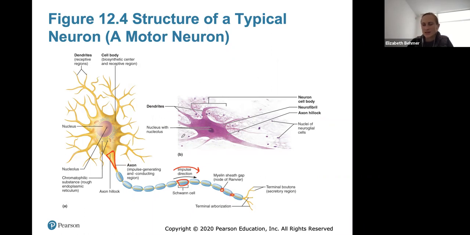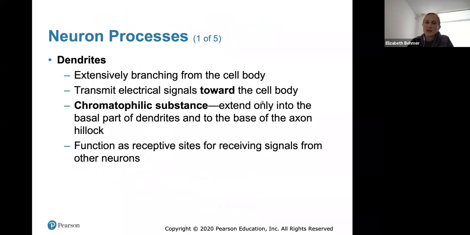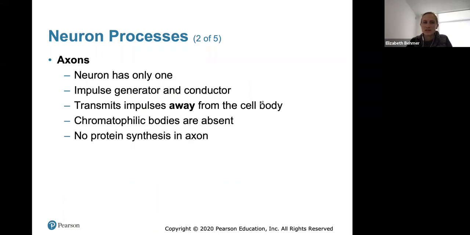And here's a look at an electron micrograph of a real neuron. The dendrites extensively branch from the cell body. They transmit electrical signals toward the cell body, and the chromatophilic substances extend only into the basal part of the dendrites and to the base of the axon hillock, and they function as receptive sites for receiving signals from other neurons.